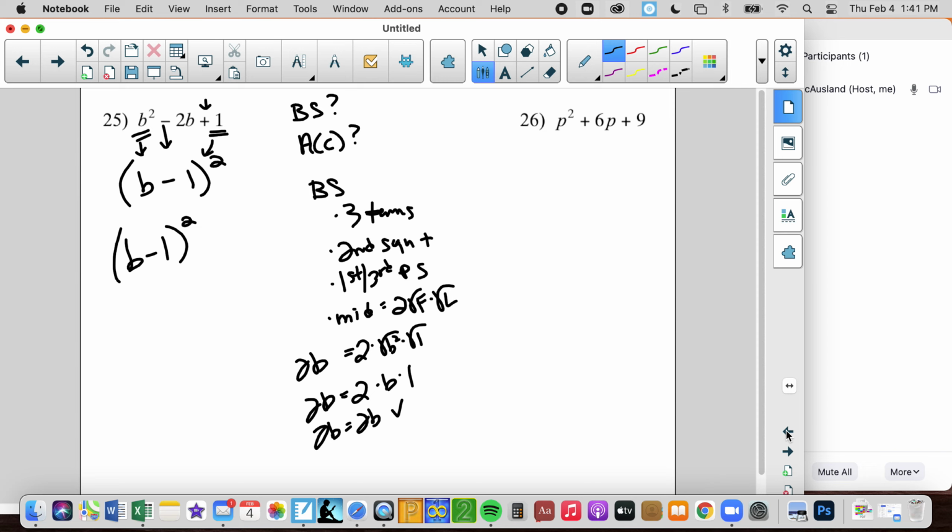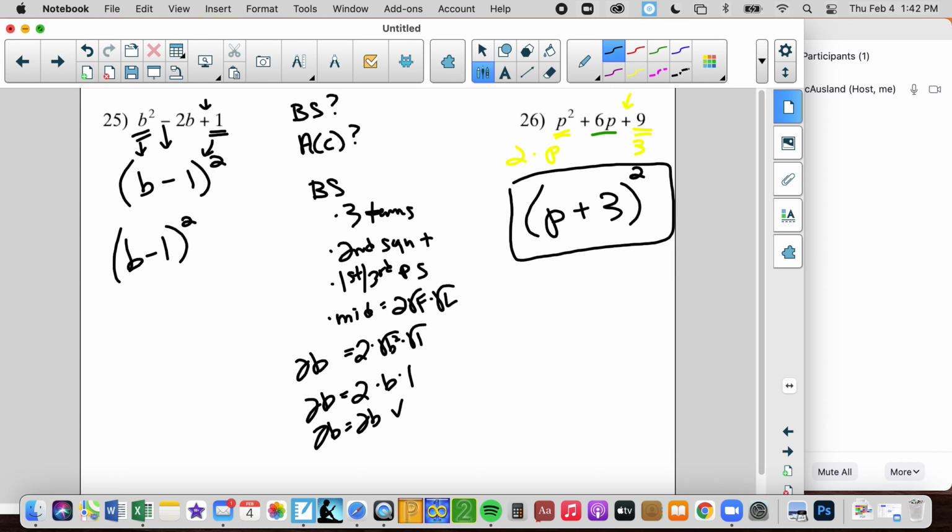But there are benefits of recognizing when they are binomial squares. So let's look at 26. 3 terms. Second sign positive. First and third are perfect squares. Square root times square root times 2 equals my middle. Yep, 2 times p times 3 is 6p. So I know that this is a binomial square. I'm going to take the square root of the first, the square root of the last, and then I'm going to bring down the sign of the first. And I get the quantity p plus 3 squared.